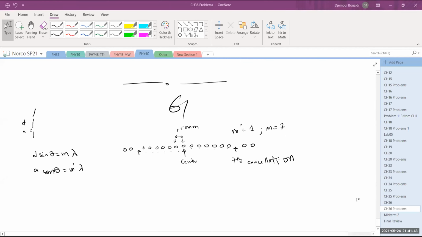Let me switch cameras. Okay, so that is the thing that I drew in the picture. Let me move this camera out of the way and let me share OneNote again. Okay, so we have that.